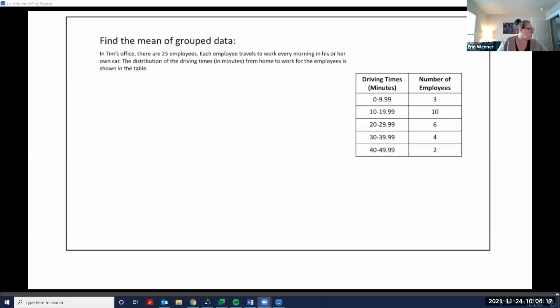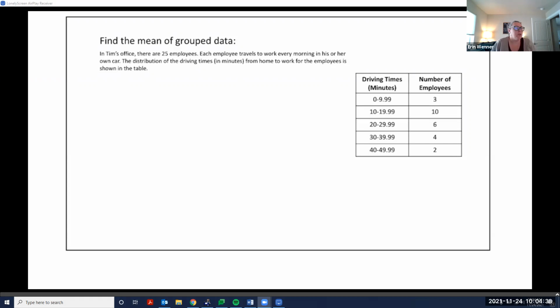This is a homework question for 9.1, 9.2. I don't remember which one, but it is in there, and so I wanted to make sure that I covered it. So when we look at finding the mean for grouped data, we first have these ranges.